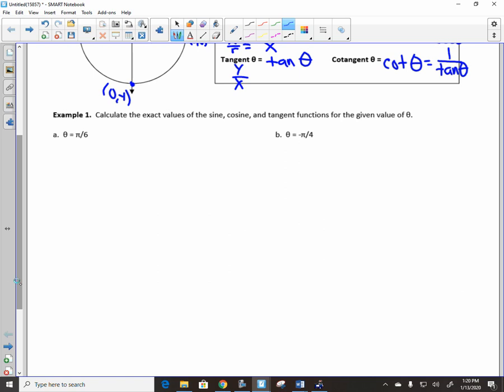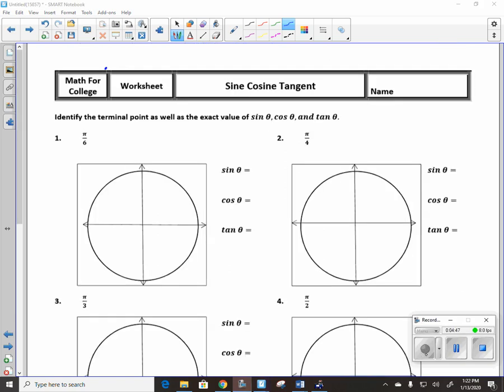So it says calculate the exact values of sine, cosine, and tangent for the functions given the value of theta. So it says theta is pi over 6. And actually, I'm going to have us do a couple problems on your worksheet so you can see it. So the question from my good friend Gavin was, do we learn something new today? You do, but you already know how to do a lot of it. So pi over 6, do you remember how many degrees pi over 6 is? 30 degrees.